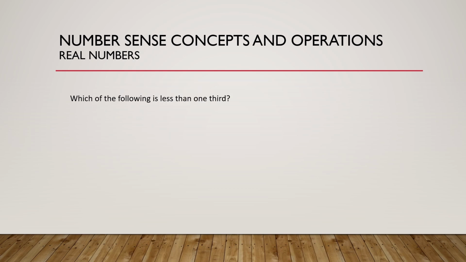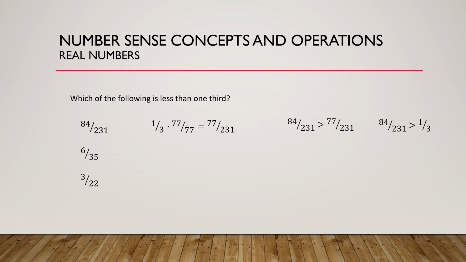Which of the following is less than 1/3? 84 over 231, 6 over 35, and 3 over 22. In each of these cases, if we find a common denominator, then the fraction with the smaller numerator is the smaller number. For 84 over 231, since 231 is a multiple of 3, it is the least common denominator. We need only take 1/3 and multiply both numerator and denominator by 77 to get 77 over 231. Comparing, we can then see that 84 over 231 is greater than 77 over 231. Therefore, 84 over 231 is greater than 1/3.